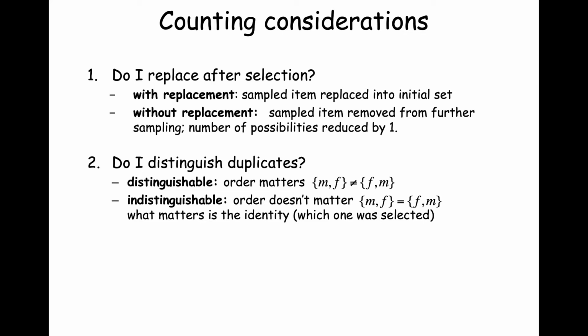For indistinguishable events, the order does not matter. Let me correct that. For distinguishable events, the order matters. So in the case of birth of two children, male followed by female is not equal to female as the eldest child followed by male as the younger sibling. In the indistinguishable case, what we're looking for is the identity, the fact that one was selected, and not the order in which they were selected. And so in that case, male followed by female is the same as female as the eldest child followed by male child as the youngest sibling.